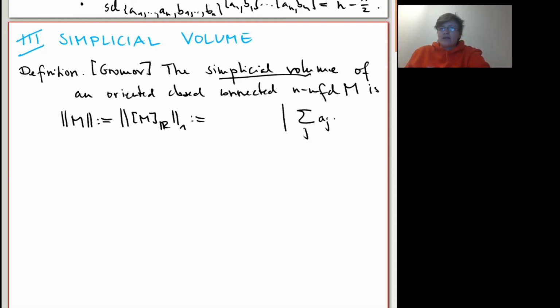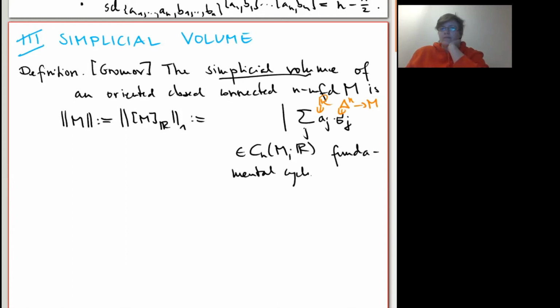So these are linear combinations of real numbers. So this is a real number. And this here is a continuous map from delta n to M. So this is a singular cycle in degree n of M. And it shouldn't be any cycle, but it should be a fundamental cycle. Okay, so I look at all these cycles.